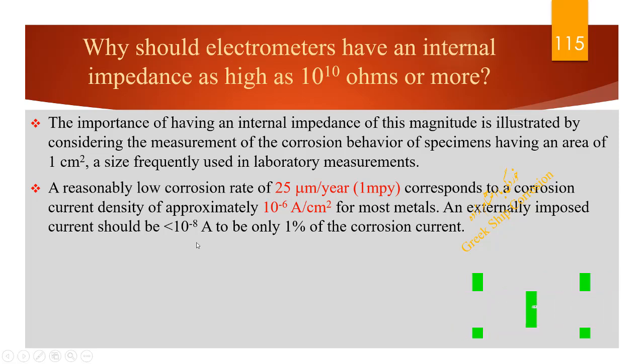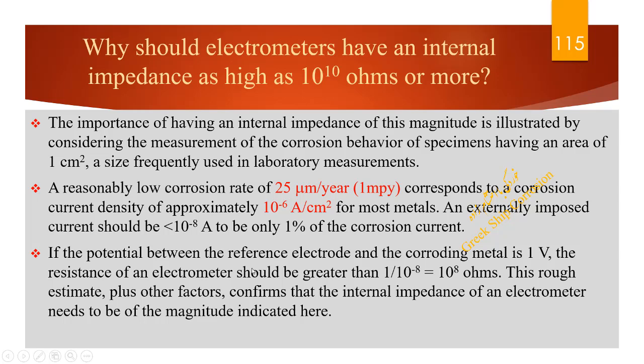An externally imposed current should be less than 10^-8 ampere to be only 1% of the corrosion current. If the potential between the reference electrode and the corroding metal is 1 volt, the resistance of an electrometer should be greater than 1 divided by 10^-8, that is equal to 10^8 ohms. This rough estimate plus other factors confirms that the internal impedance of an electrometer needs to be of the magnitude indicated here.